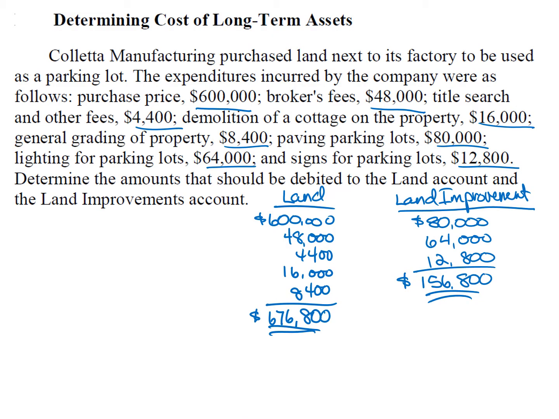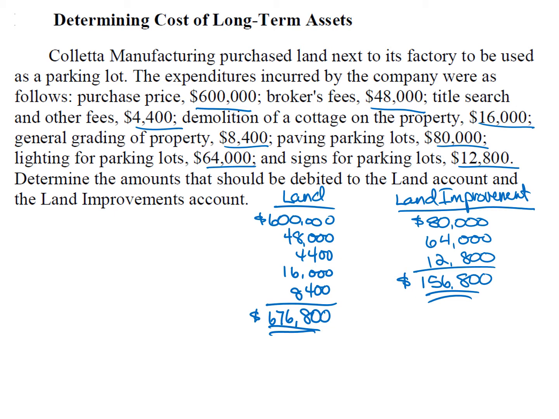So first off, determining the cost of long-term assets. Here we have a company that purchased land next to its factory to be used as a parking lot, and these were the expenditures they incurred in order to not only buy the land but to create that parking lot. We need to divvy it up between what would go into land, which is not depreciated, and what costs would go into land improvements, which will be depreciated out over the useful life of the parking lot.